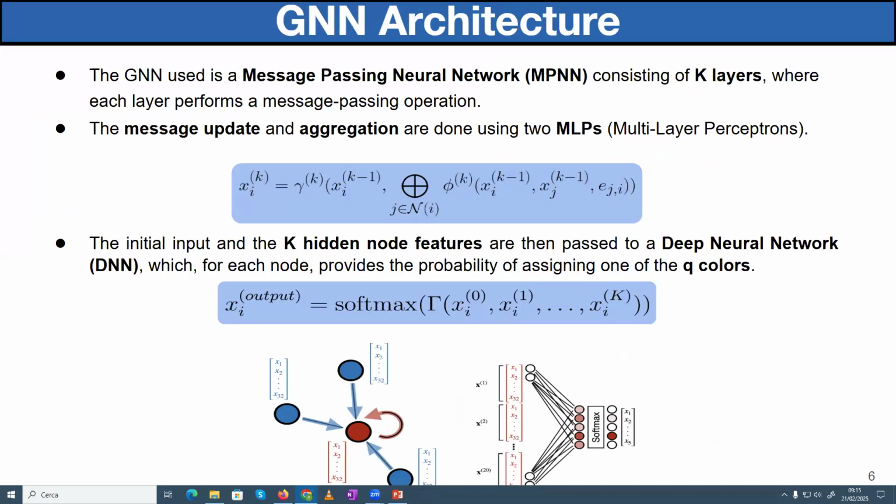So the architecture we use in order to tackle this problem is the message passing neural network. It is a very general framework, and this is the reason we chose it. The model consists of k layers, where in each layer we perform a message passing operation. The message passing operation is done using two multi-layer perceptrons. Then the initial input and all the k hidden node features are concatenated and passed to a third and last MLP. We apply a softmax, and this provides us the probability for each node of assigning one of these Q colors.